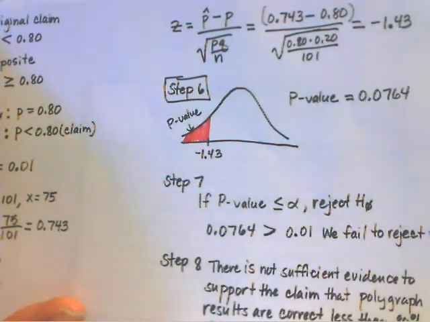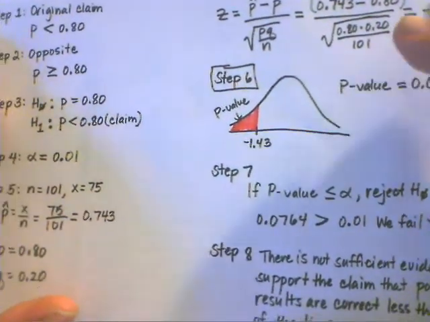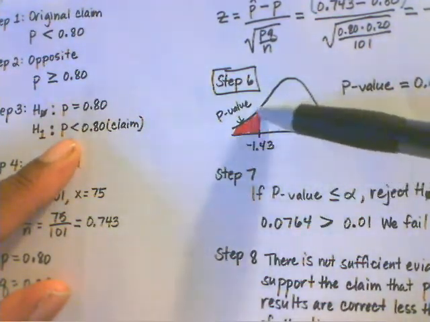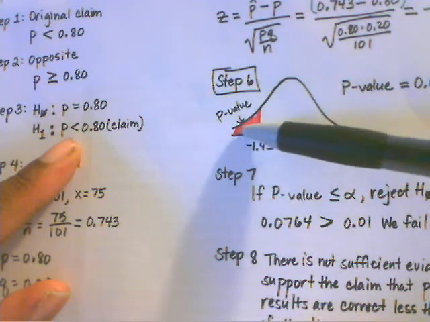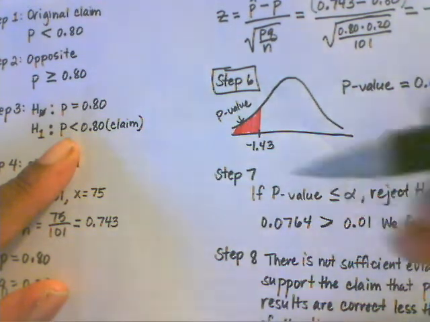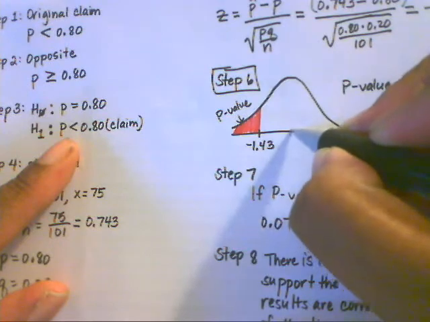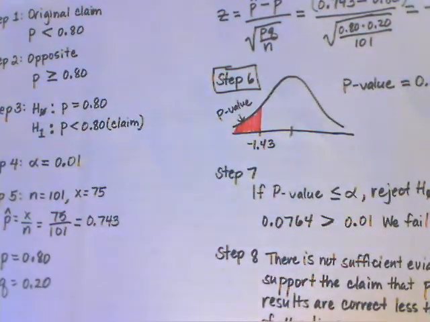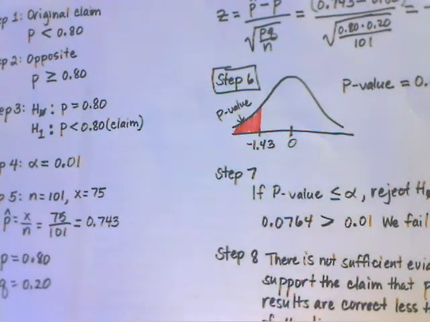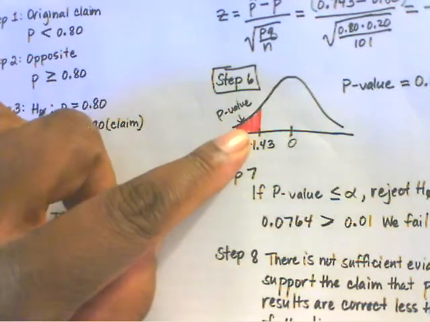Now step number 6 is calculating the p-value. Notice here your alternative hypothesis is less than, so that tells me I have a left tail test. So here the p-value is going to be in the left tail, as you can see I have shaded here. And negative 1.43 is to the left of 0, by the way. So in this case here, I can just put 0 in the center, and negative 1.43 is to the left of that. So that shaded area is going to be your p-value.